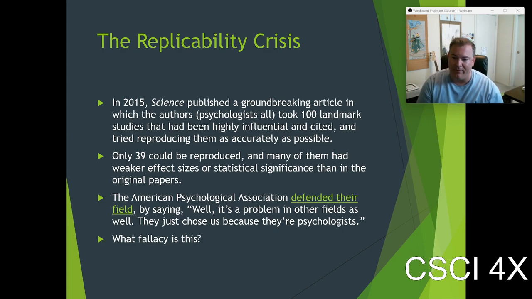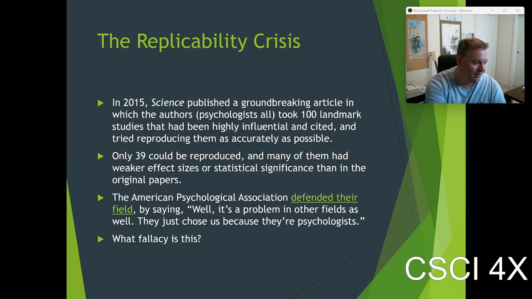So the APA, which is famous for their citation system, released a statement on the reproduction crisis, saying, well, it's a problem in other fields as well. It's not just us. So what fallacy is that? When somebody says, well, other fields have problems too. Not a very good defense, by the way, but what fallacy is this? Tu quoque. Yeah, very good. Classic tu quoque response.